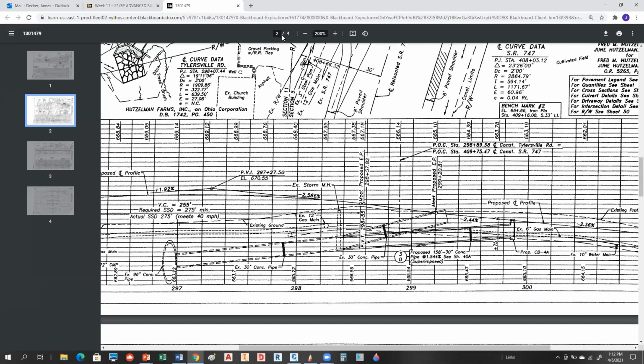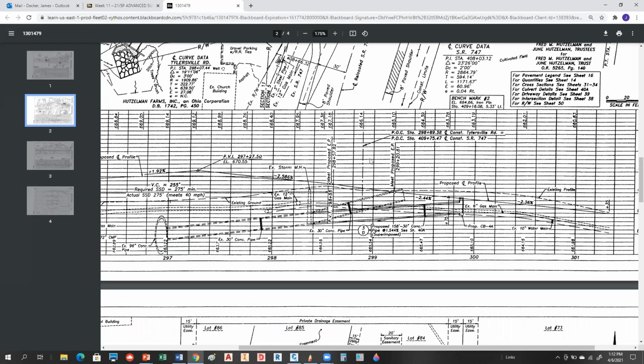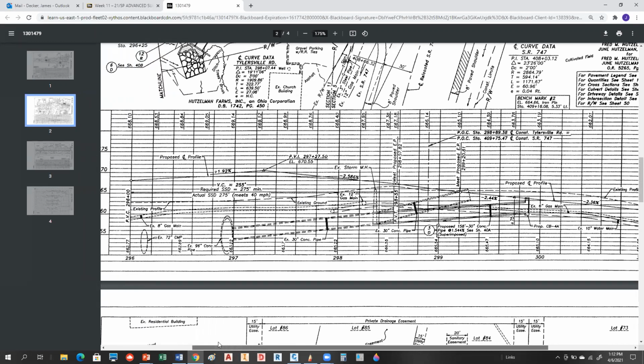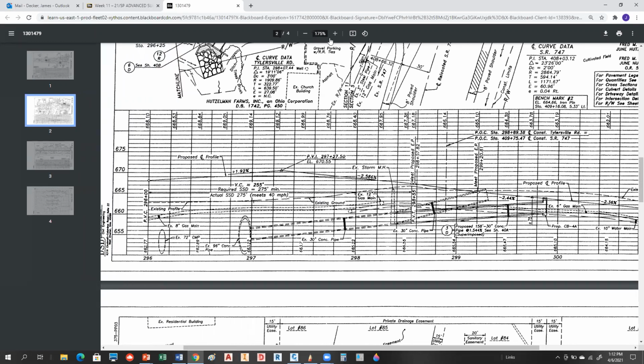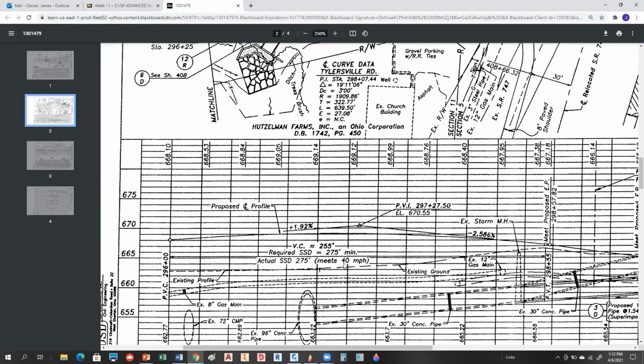This is your profile. And your profile has a lot of stuff going on. But basically, you're talking about what's happening in terms of grades, okay? Elevations. And so you have a center line profile, and you also have existing information. So remember, we said the dashed information is existing, and the proposed information is solid. So what I'm looking at here is this thing called proposed center line profile.